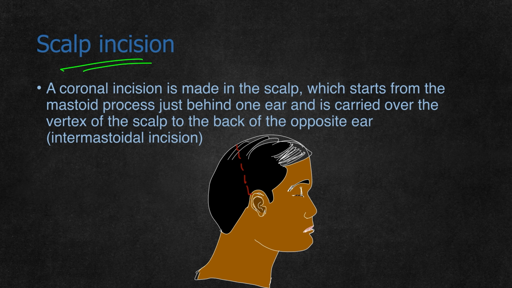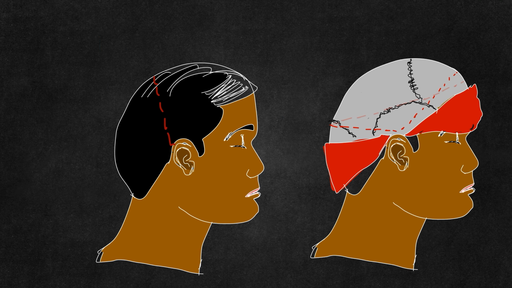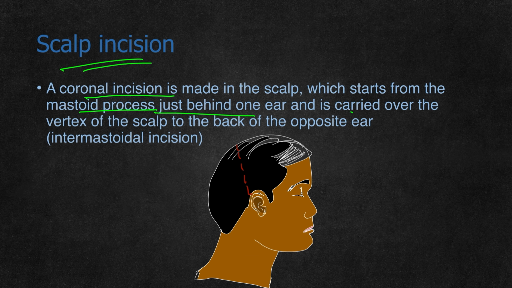The scalp incision is a coronal incision, which starts from the mastoid process just behind one ear and is carried over the vertex of the scalp. So the first incision starts from the mastoid process, goes to the vertex of the head, and is carried over the vertex to the back of the opposite ear. That is the intermastoid incision.